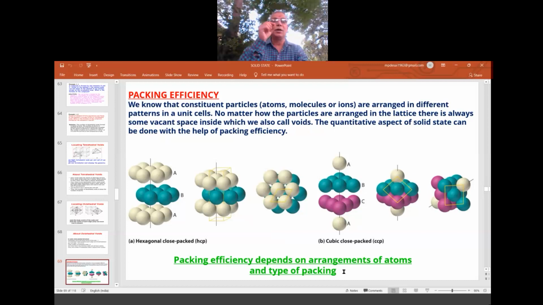So packing efficiency is equal to what? First you take at the bottom the total space available, the total volume available, whether it's a bucket or a cube or anything. So in that total volume available, how much is packed, you divide it. After dividing, multiply by 100. That gives the percentage of packing.